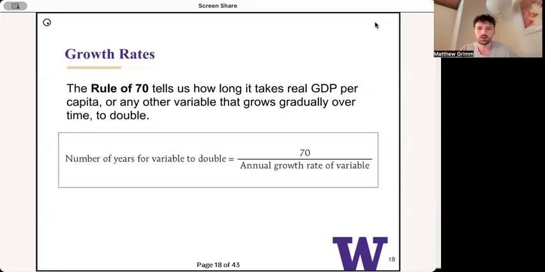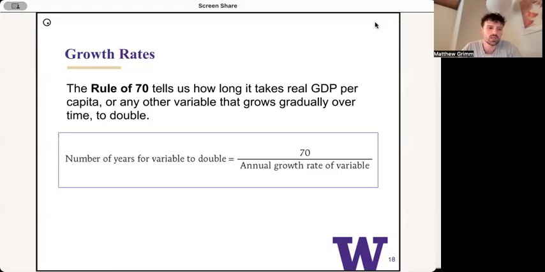All right, so we do have this nice little formula. It comes empirically, we've kind of derived it. It's a good tool to have. It's not exactly perfect, but the rule of 70 tells us how long it takes real GDP per capita or any other variable that grows gradually over time to double. And this is the formula that we use. It's the number of years for a variable to double, and it equals 70, which is why it's called the rule of 70, divided by the annual growth rate of that variable.